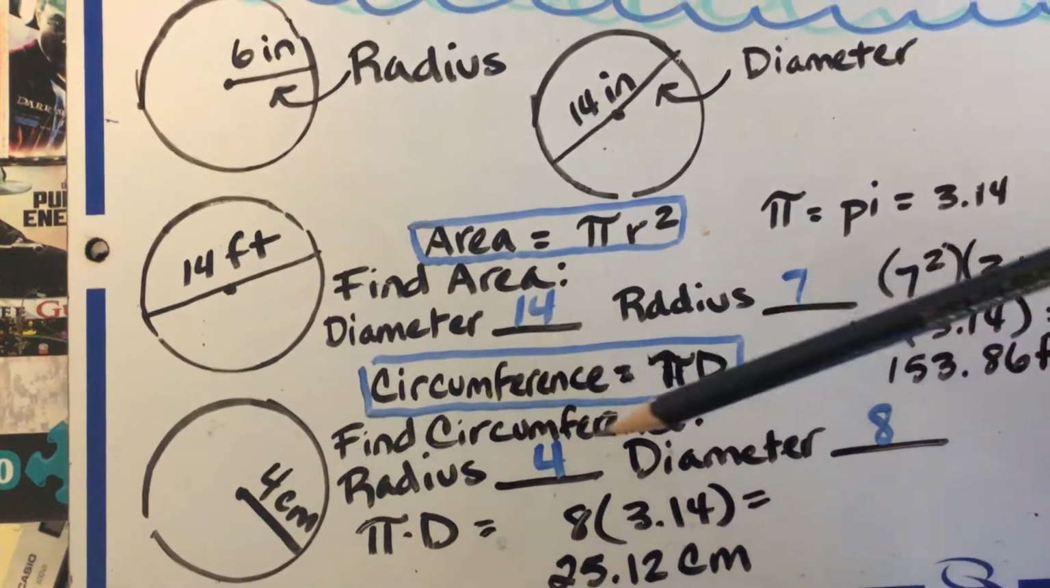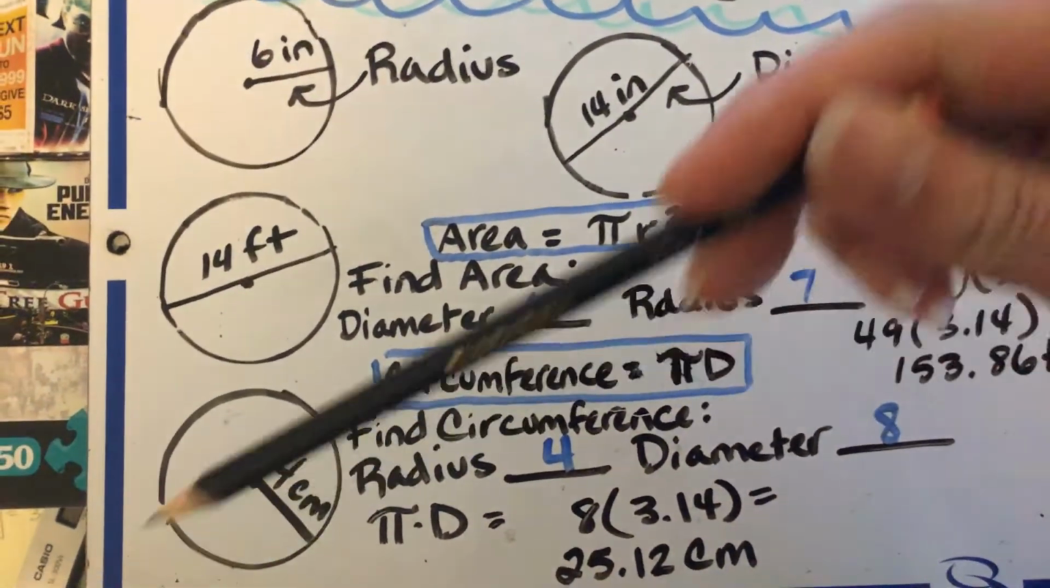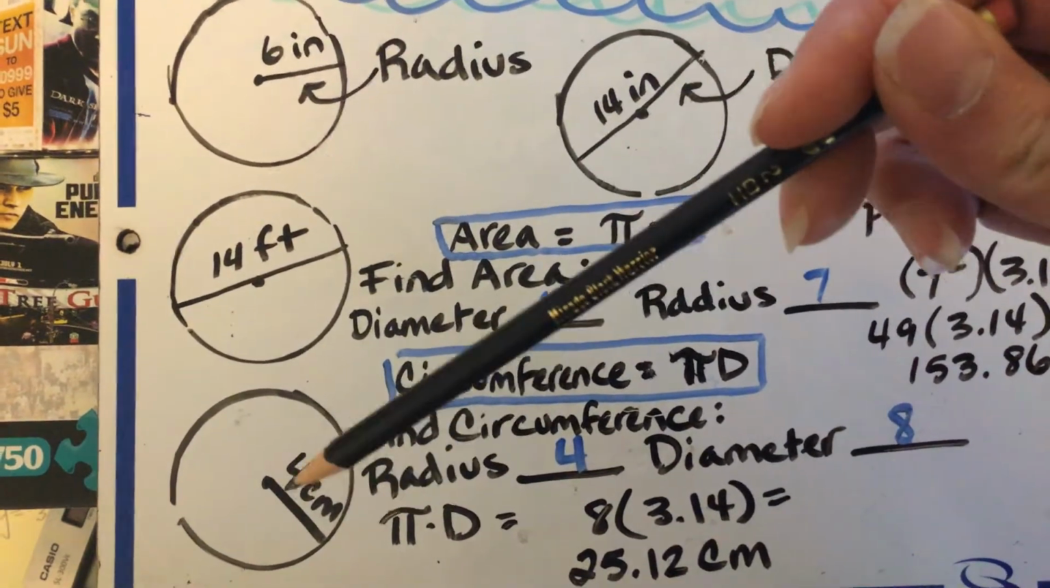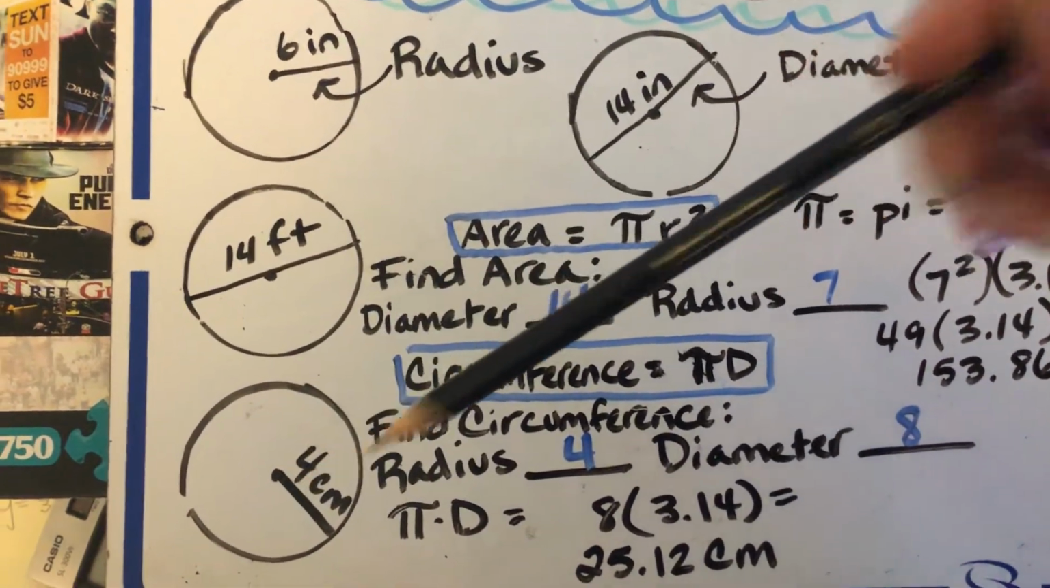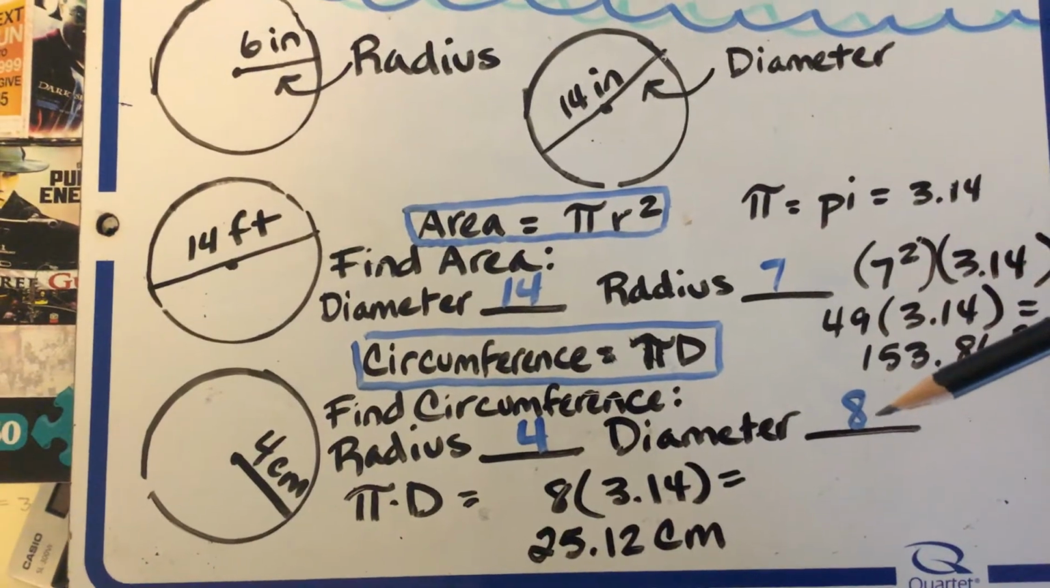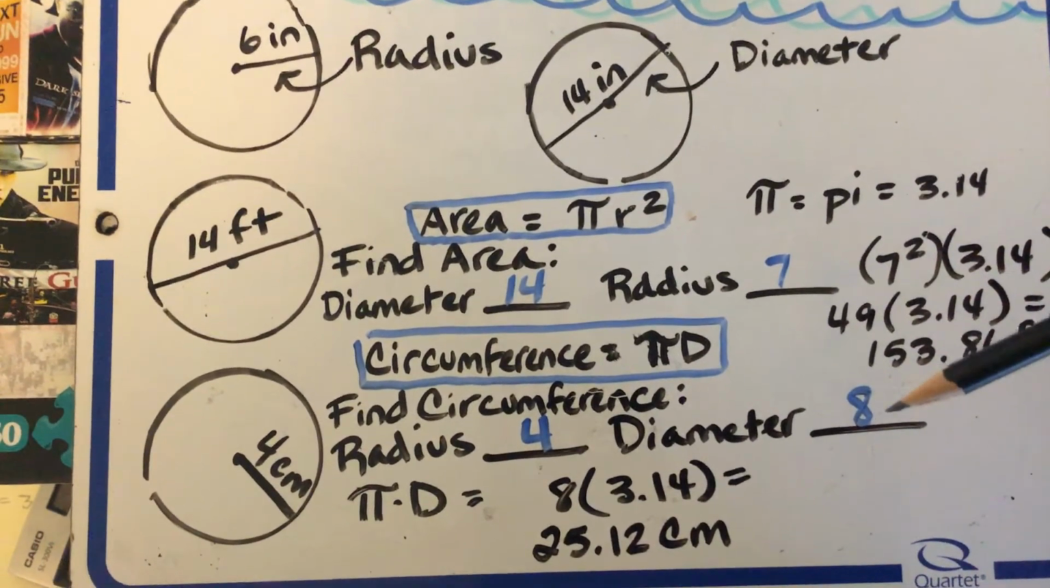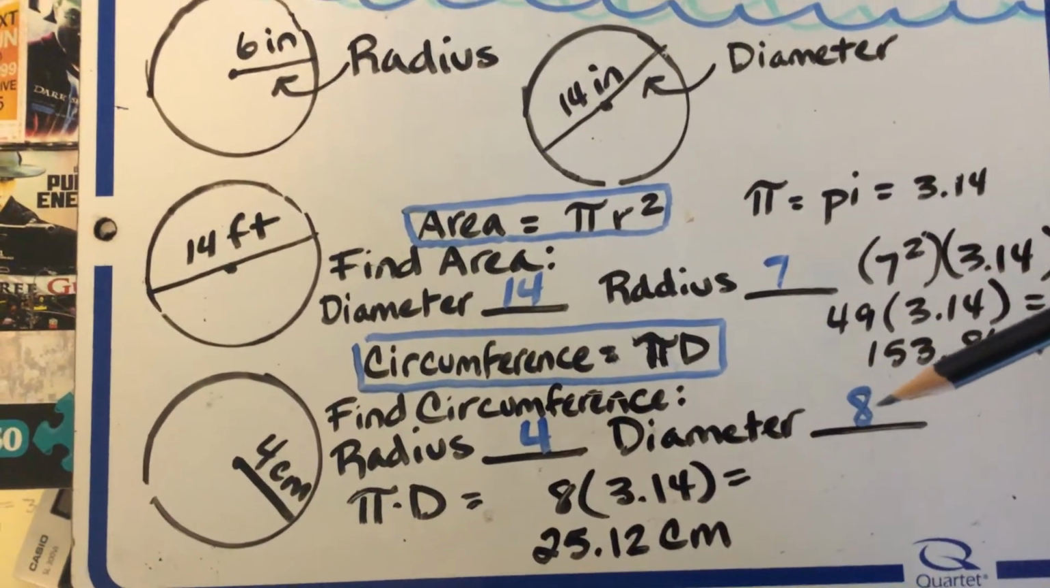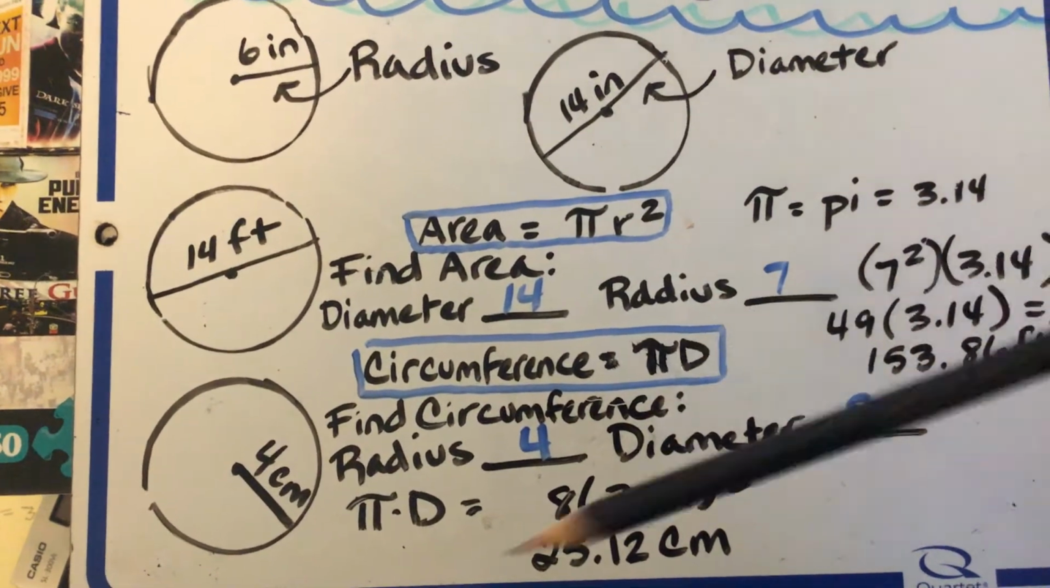In this case, the radius is 4. That means the diameter is going to be double that, because from here to here is 4. So from here to here is 4. So 4 plus 4 is 8. Or I could say 4 times 2 is 8. Either way. Once I have the diameter, I can plug it into the formula.